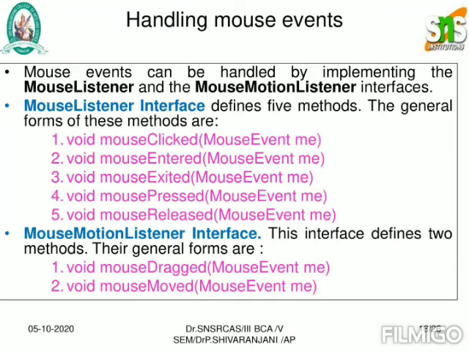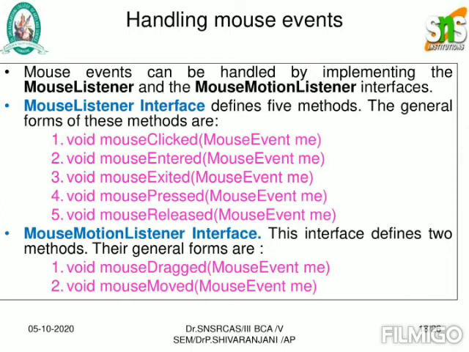The next one is the MouseMotionListener interface. This interface defines 2 methods: mouseDragged and mouseMoved. So this is the MouseMotionListener interface. This interface will record when the user is dragging the mouse or when the mouse is being moved.